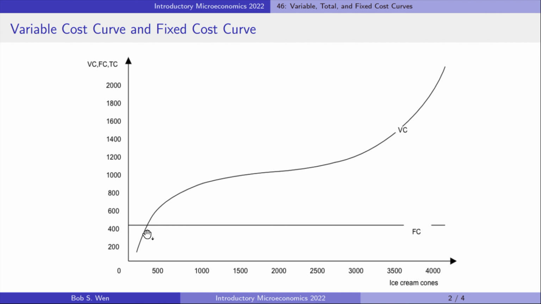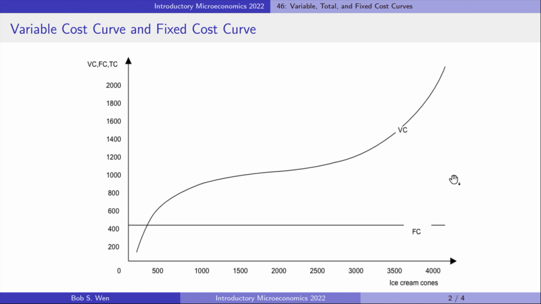So, in the fixed cost graph, the fixed cost curve will be a horizontal line. It will not increase as output increases. Assume that the fixed cost is $500 per day. The fixed cost curve is a straight line at $500. At any point of output, for example, 2,000 ice cream cones per day, we see that the fixed cost equals $500. Or at 3,000 ice cream cones per day, the fixed cost is still $500.